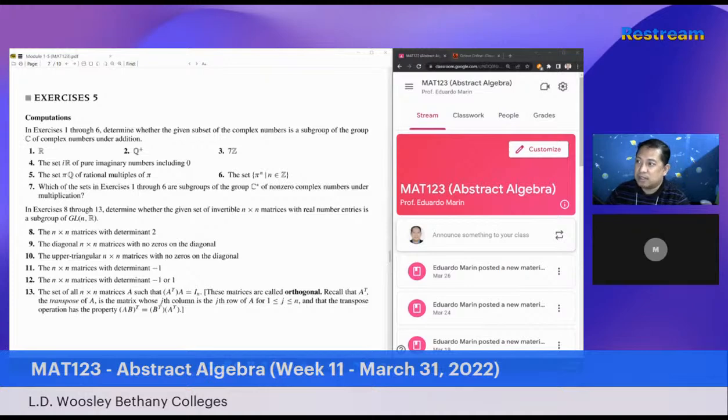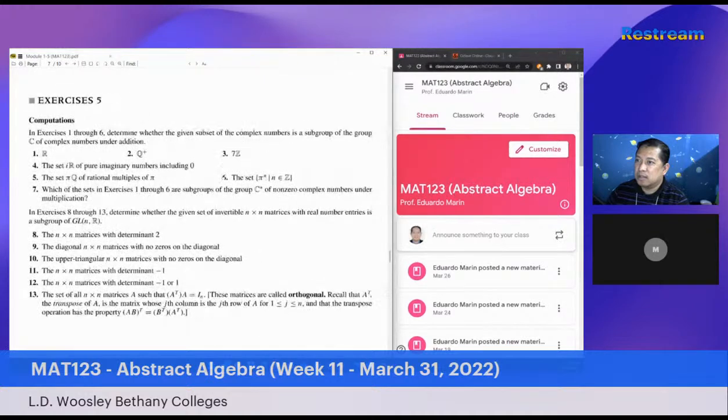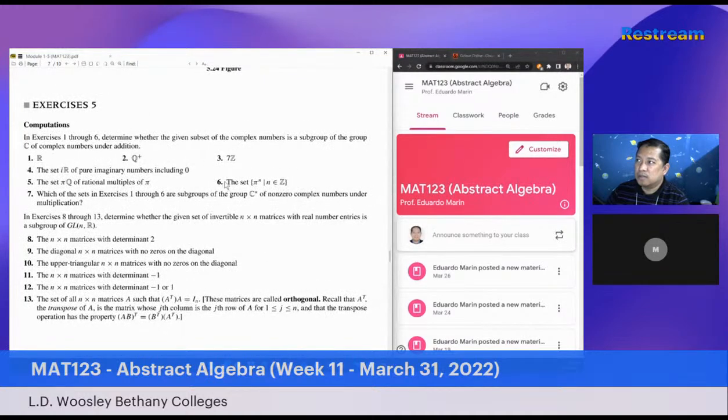Lastly, number 6. What can you say about this set? Number 6, the set of pi raised to n such that n is an element of C.